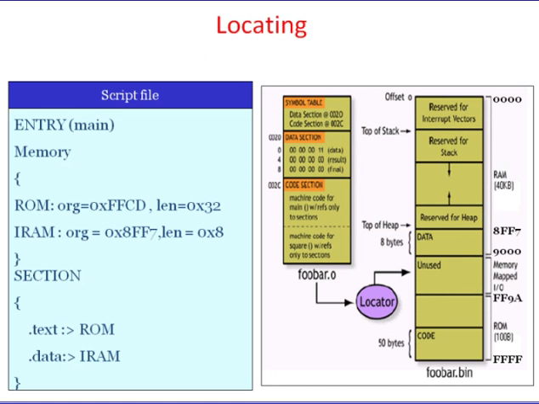Locator. The tool that performs the conversion from relocatable program to executable binary image is called a locator. By providing information about the memory on the target board as input to the locator, the locator uses this information to assign physical memory addresses to each of the code and data sections within the relocatable program. It then produces an output file that contains a binary memory image that can be loaded into the target.